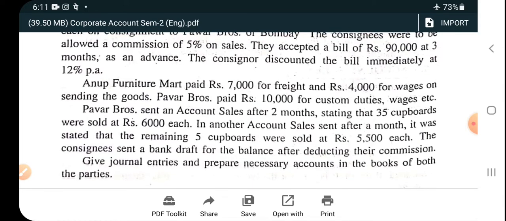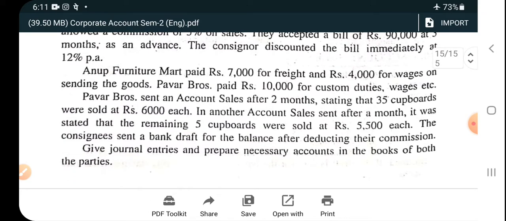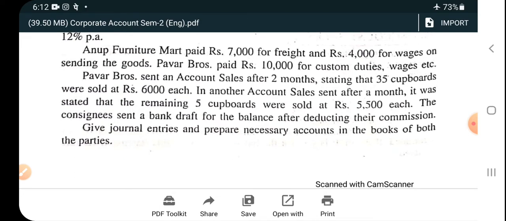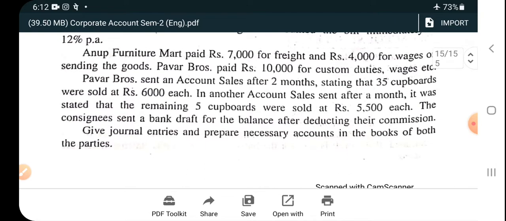Now the consignee made sales of 35 cupboards at 6,000 rupees. Multiplying 35 into 6,000 rupees results in 2,10,000. The remaining 5 cupboards were sold by the consignee at 5,500, which results in 27,500. So the total sales made by the consignee is 2,10,000 plus 27,500, which means 2,37,500.